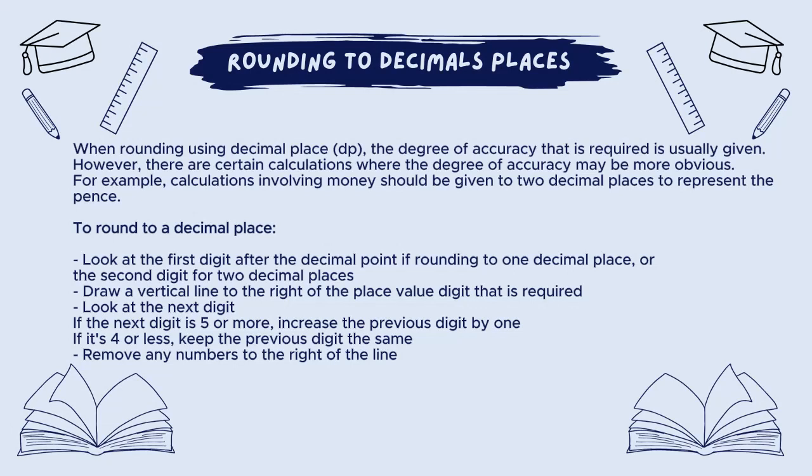When rounding using decimal place, the degree of accuracy that is required is usually given. However, there are certain calculations where the degree of accuracy may be more obvious. For example, calculations involving money should be given by 2 decimal places to represent the pence. To round to a decimal place, look at the first digit after the decimal point, if rounded to 1 decimal place, or the second digit for 2 decimal places. Draw a vertical line to the right of the place value digit that is required. Look at the next digit. If the next digit is 5 or more, increase the previous digit by 1. If it's 4 or less, keep the previous digit the same. Remove any numbers to the right of the line.